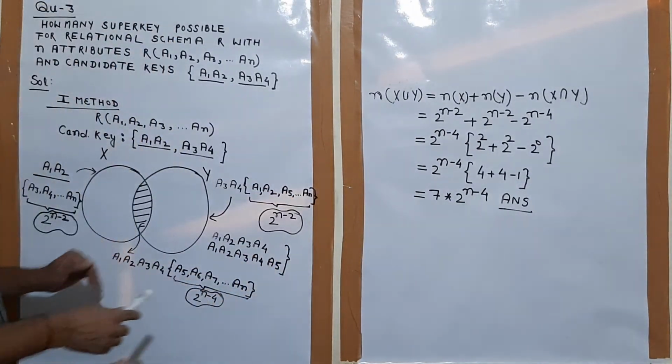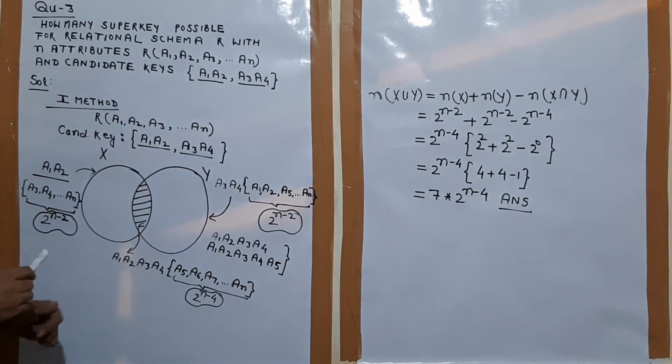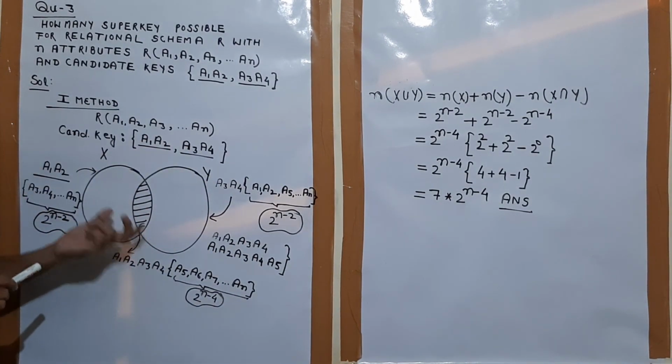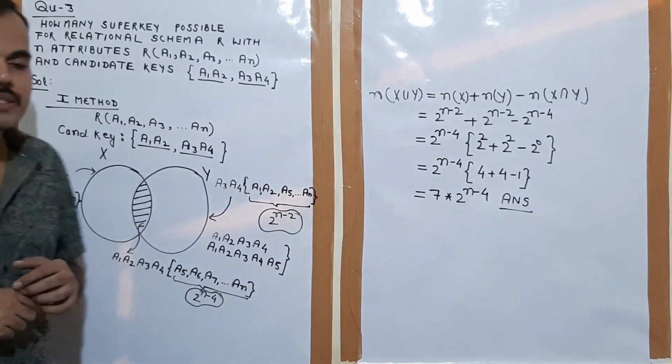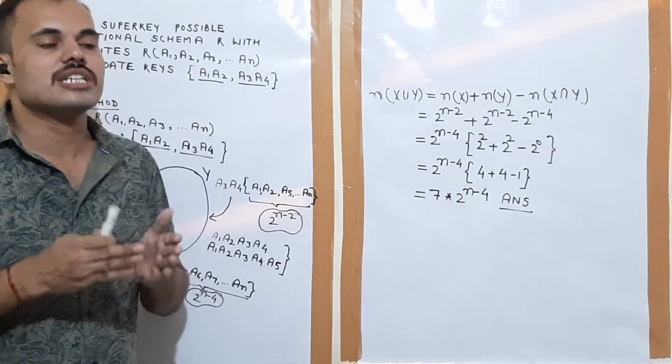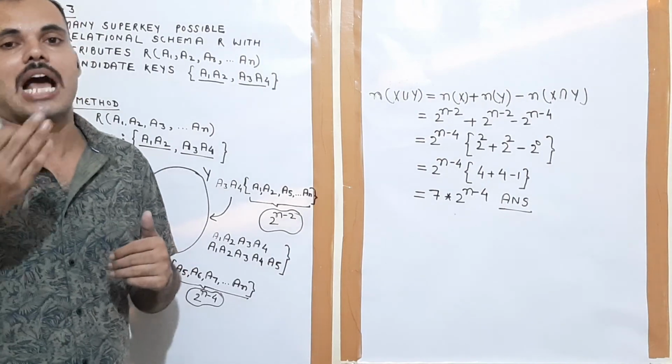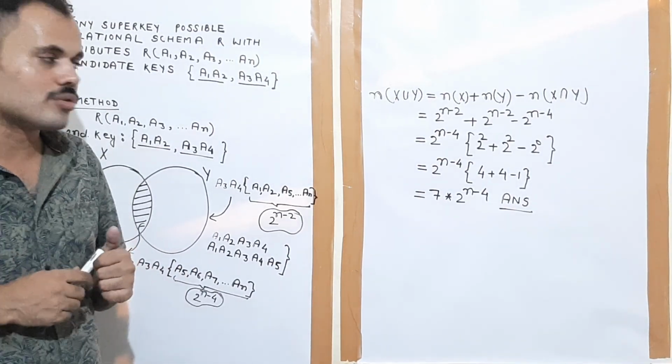Now see, this is the set theory method. We are solving it using this set theory method. Now we will see how we can solve it using the second method, that is the prime attributes method. Understood? Thank you.